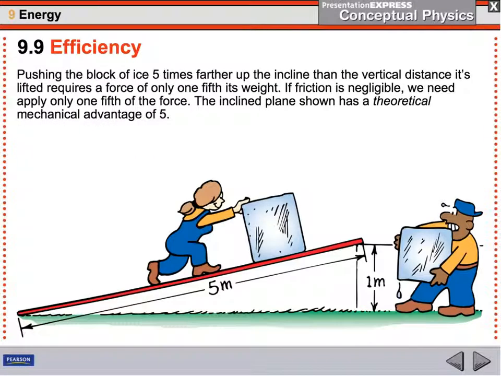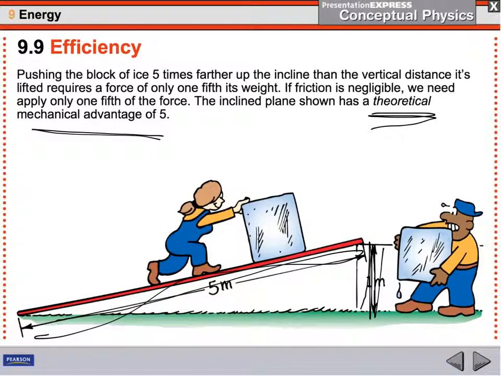Pushing the block of ice 5 times farther up the incline than the vertical distance it's lifted requires a force only 1/5 its weight. If friction is negligible, we need to apply only 1/5 the force. The inclined plane shows this has a theoretical mechanical advantage of 5. You see he's only lifting this 1 meter over here, but he's pushing this up 5 meters. You need much less force to move this up because you can move this 5 meters as opposed to 1 meter with the same amount of work.